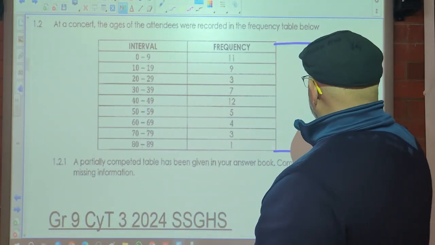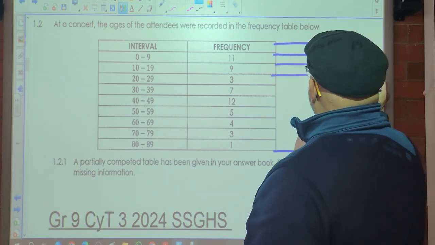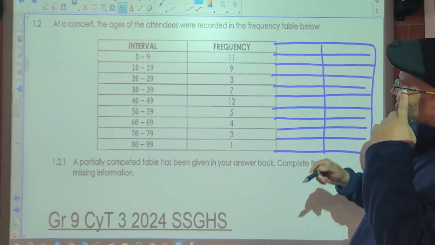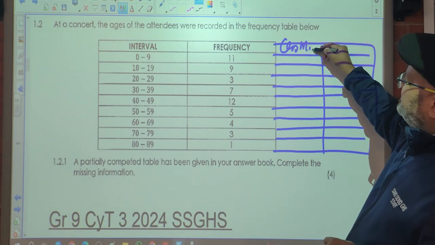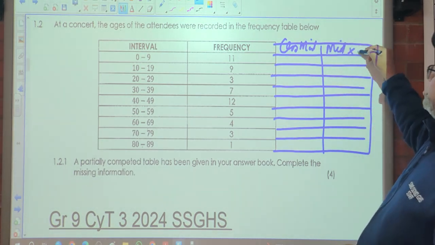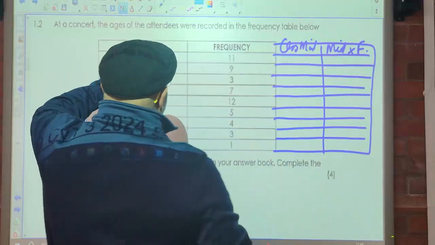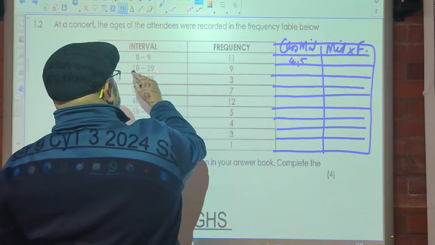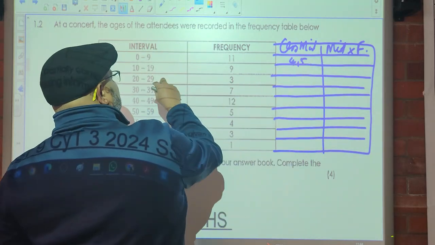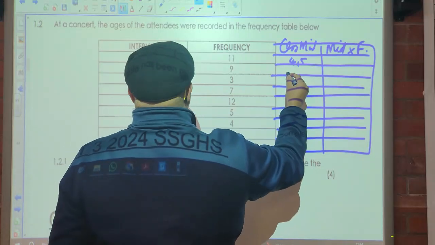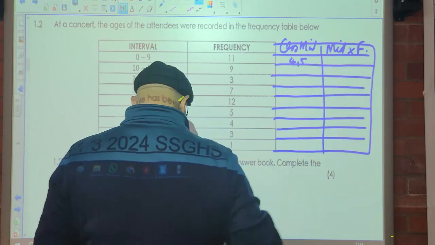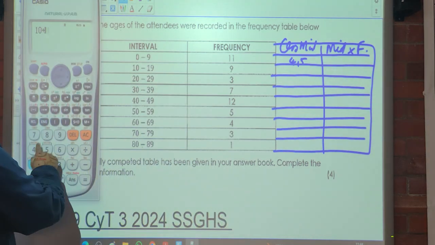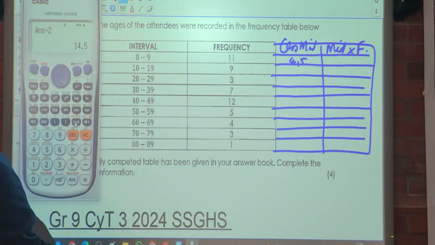So what columns are here? I think one was the class midpoint, no? And the other one is the class midpoint times frequency. So your class midpoint here, 0 plus 9 is 9 divided by 2 is 4.5. Then 10 plus 19 is 29 divided by 2, which gives you 14.5.